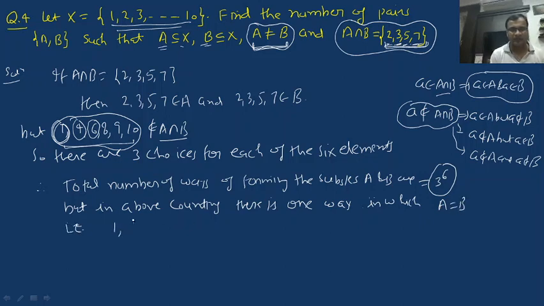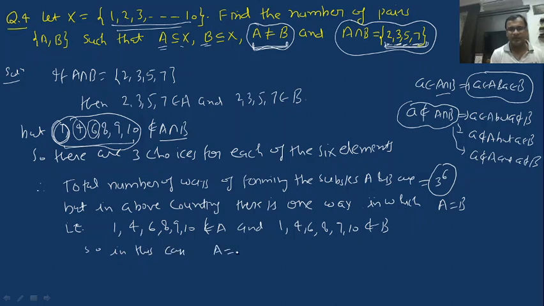the case when all these six elements 1, 4, 6, 8, 9, 10 do not belong to A and these six elements do not belong to B. So in this case, A and B become equal sets, and each set contains these four elements 2, 3, 5, 7. So we have to reject this possibility.